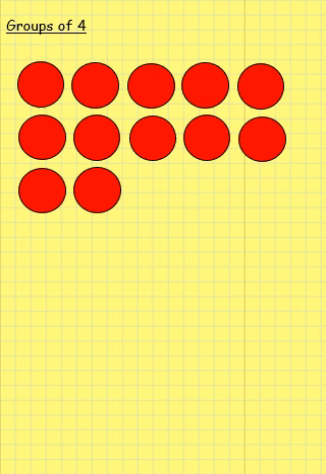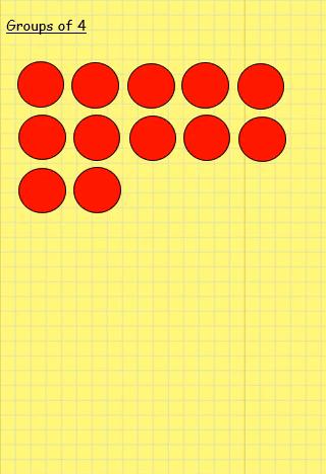I want to spend some time now thinking about that really important difference between groups of 4 and 4 equal groups, because although it may sound very much the same, it's really important to understand the difference. So we're going to look at groups of 4 first. Here we're looking at a question that's going to ask us to draw groups of 4, where there's going to be 4 in each group.